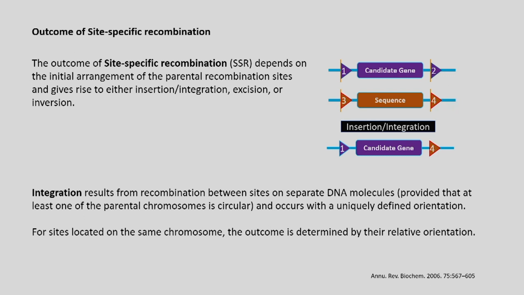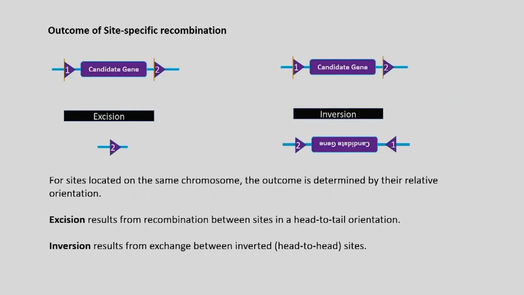This however depends on the initial arrangement of the parental recombination sites and gives rise to either insertion, integration or excision. Sometimes instead of insertion there may be excision, and there may also be inversion. Now, integration results from recombination between sites on separate DNA molecules, provided that at least one of the parental chromosomes is circular, and occurs with a uniquely defined orientation. For sites located on the same chromosome, the outcome is determined by their relative orientation.